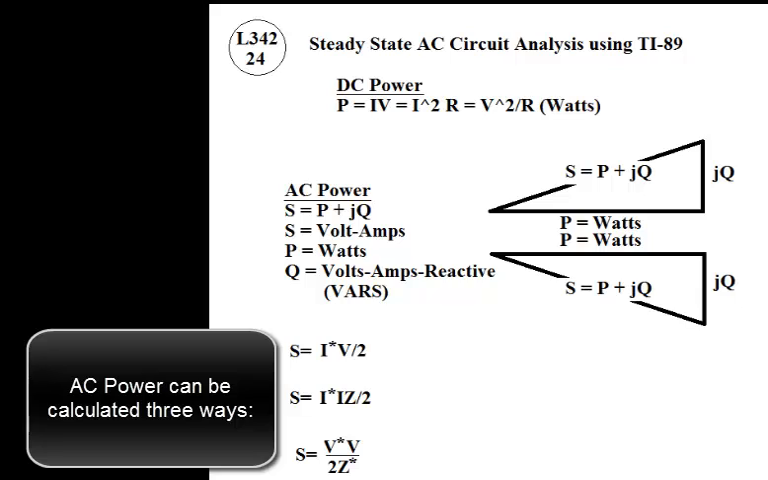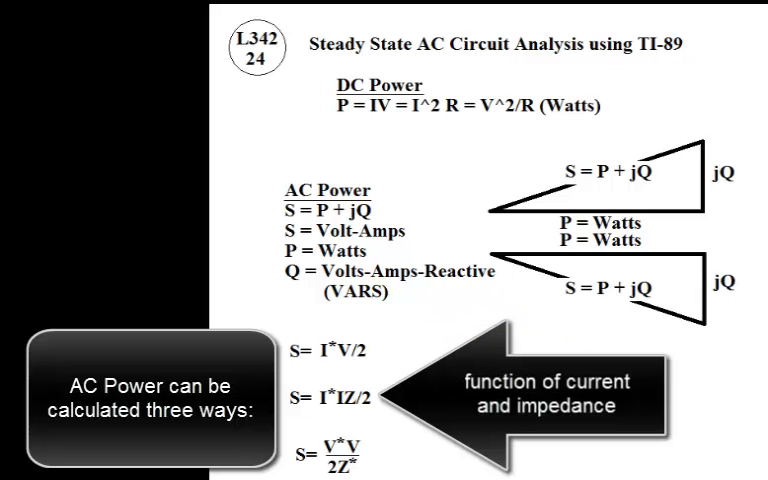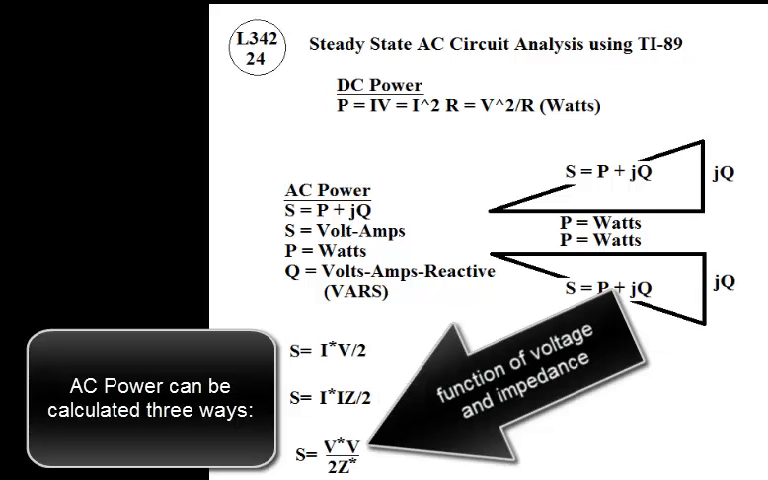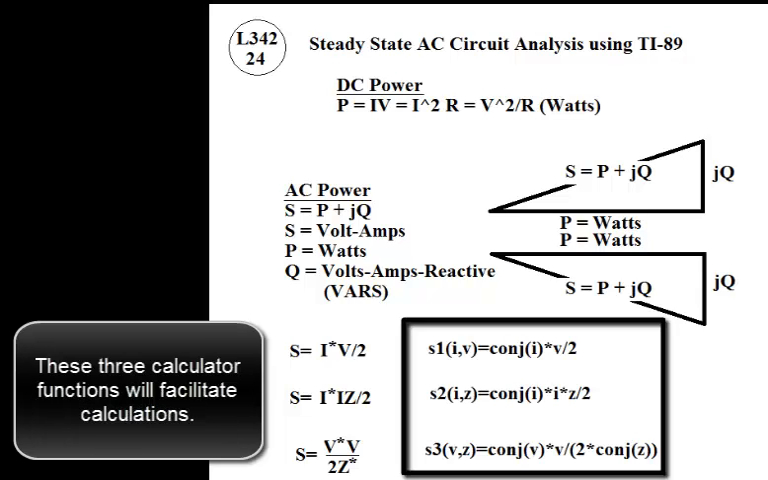AC power can be calculated three ways: as a function of current and voltage, as a function of current and impedance, as a function of voltage and impedance. These three calculator functions will facilitate calculation.